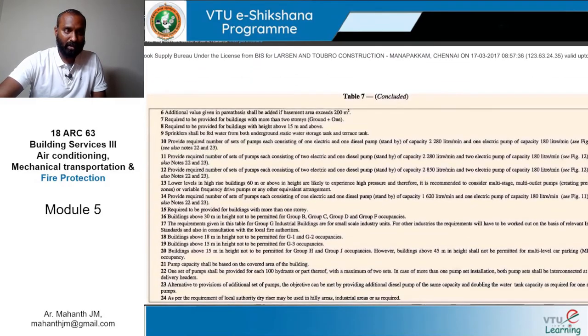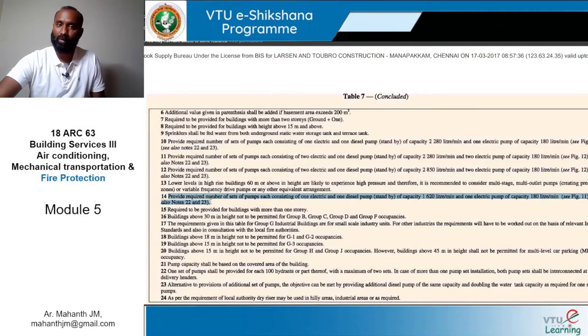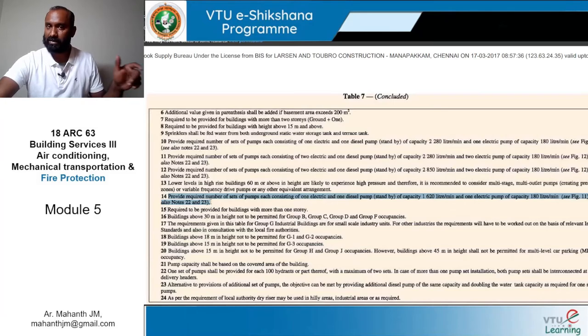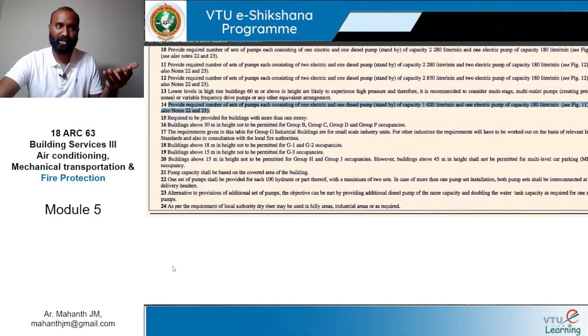Note 14 says provide required. Don't worry if you're not able to read it, I'm reading it out for you. You can always go to NBC and refer. Provide required number of set of pumps, each consisting of one electric and one diesel pump. Diesel pump is of standby of capacity 1620 liter per minute. One electric pump of capacity 180 liter per minute. Again, they say see figure 11. See also notes 22 and 23.